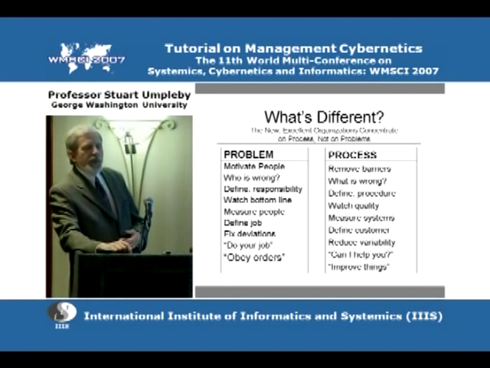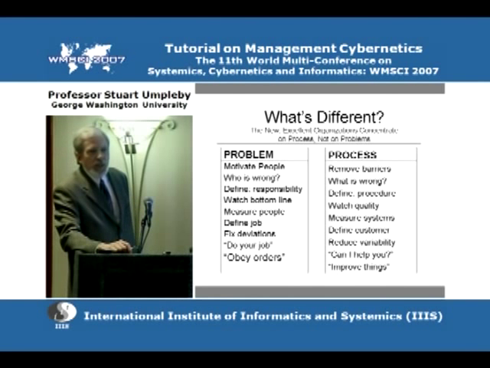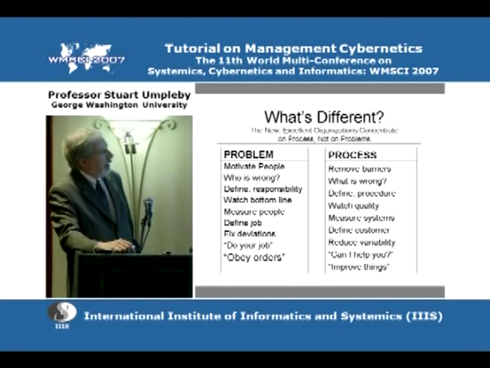That shift of point of view has a tendency to bring forth information that you would not get if you were engaged in a blaming activity. In the old point of view, you define responsibility. Here you define procedure. That's another way of saying what I just said. Here you watch the bottom line. There you watch the quality. Here you measure people. There you measure the system as a whole. And if you do that, then people will help one another more.